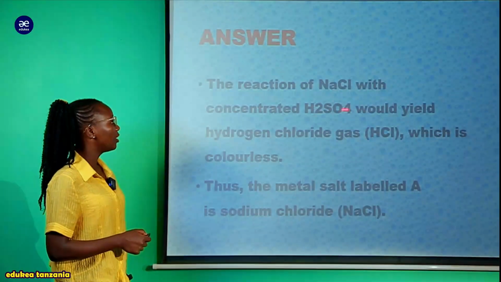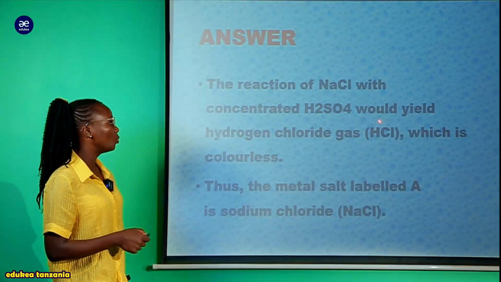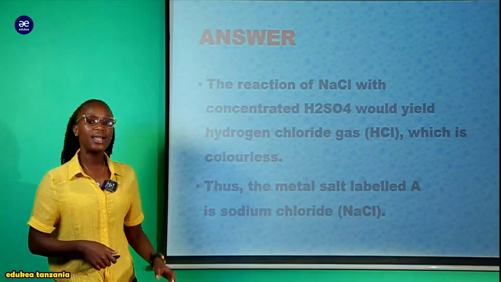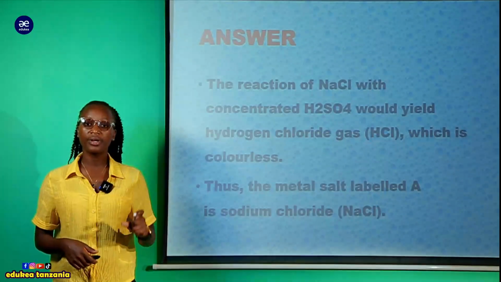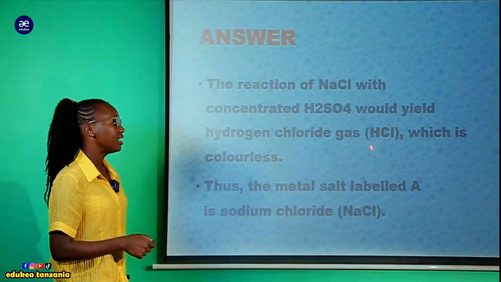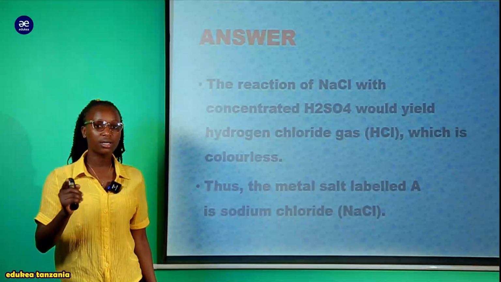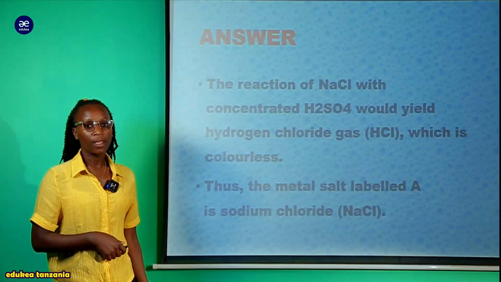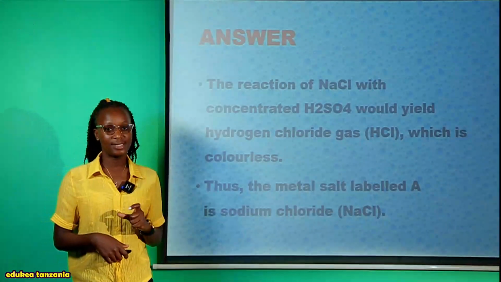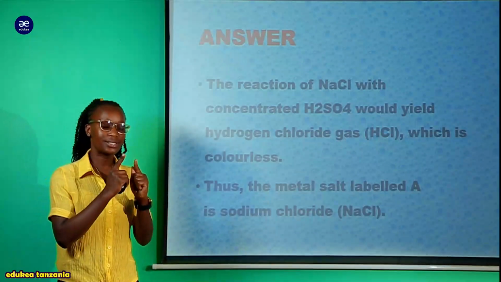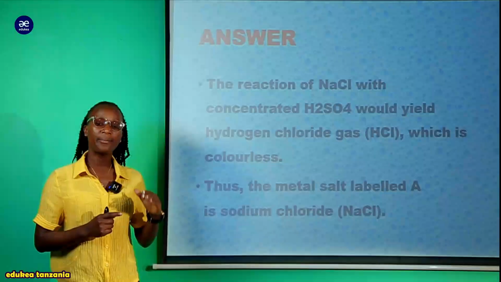reaction of sodium chloride with the concentrated sulfuric acid would yield the hydrogen chloride gas. Kwamba ile reaction ya huyu sodium chloride with the concentrated sulfuric acid itayield this HCl as a gas, hydrogen chloride gas, which is colorless. So hydrogen chloride gas, it is colorless gas. Kwa hiyo kumbe ile A ilikuwa ni sodium chloride.